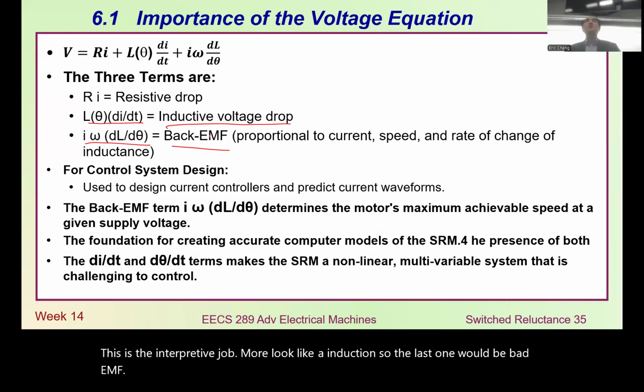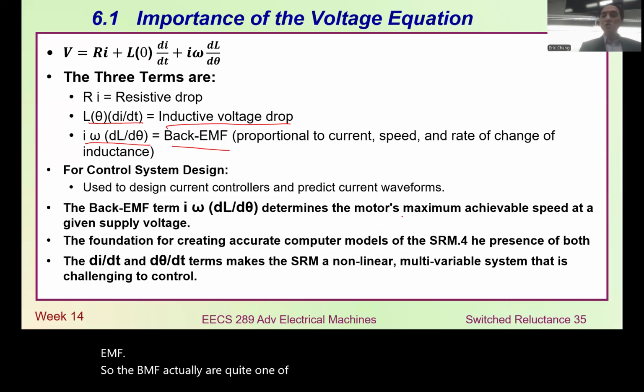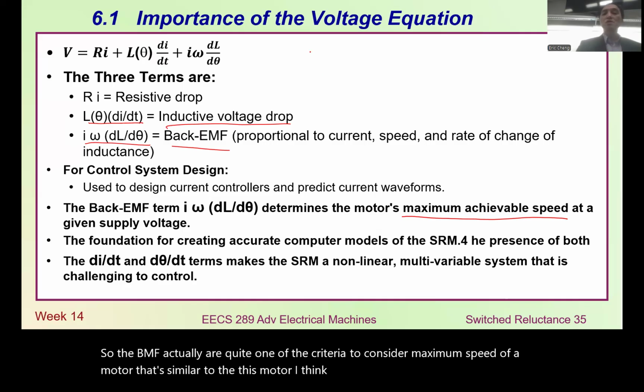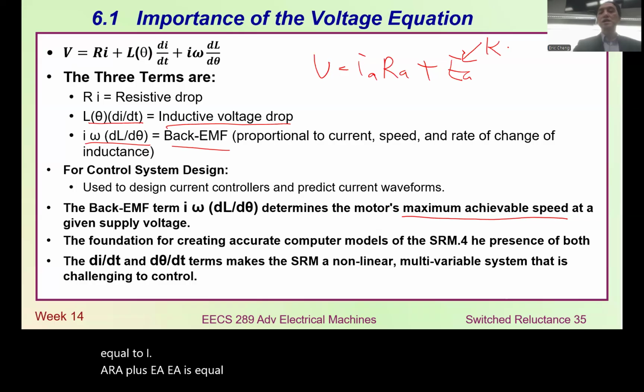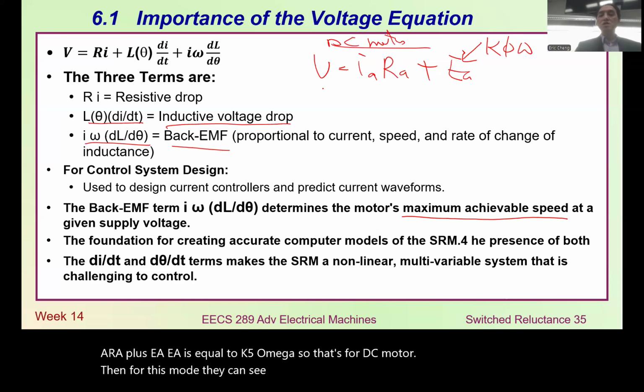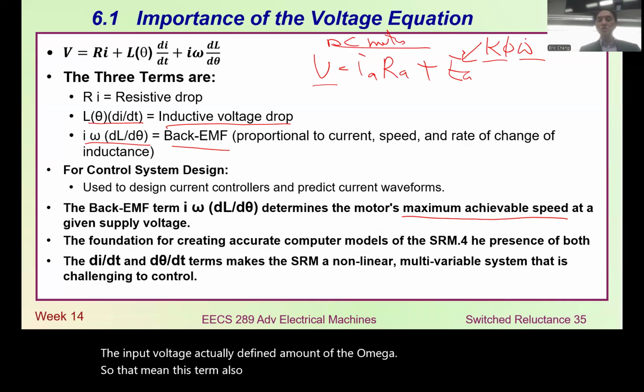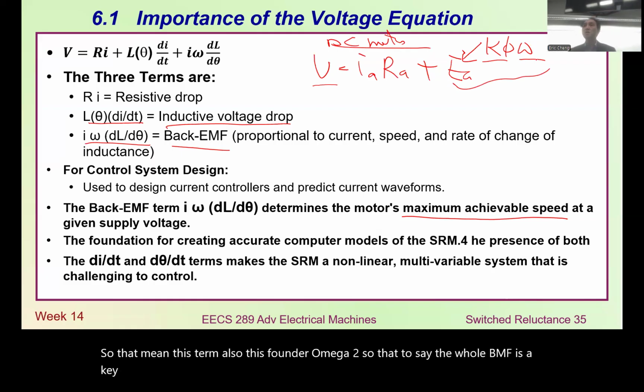So the back EMF is actually one of the criteria to consider for the maximum speed of a motor. That's similar to the DC motor. I think you all know that for the DC motor, V equal to IA RA plus EA, right? EA is equal to K phi omega. So that's for DC motor. Then for DC motor, you can see that the input voltage actually defines the amount of the omega. So that means this term also defines the omega too.